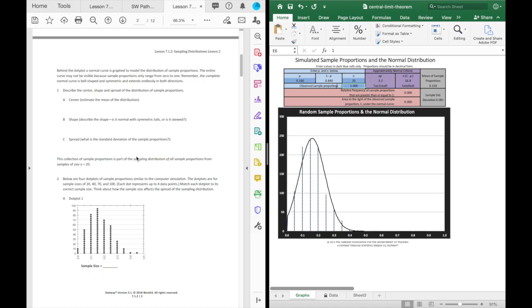So let's answer the following questions. Let's describe the center, shape, and spread of the distribution of sample proportions. So first, let's look at the center. What would be the center? It wants us to estimate the mean of the distribution. Well, looking at this picture here, the center appears to be right at 0.16, right? We notice this bell curve. It appears to be at 0.16.